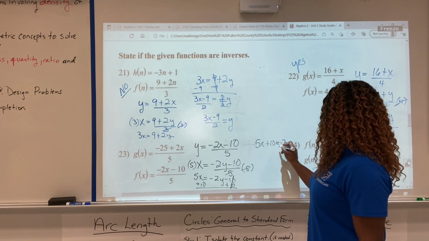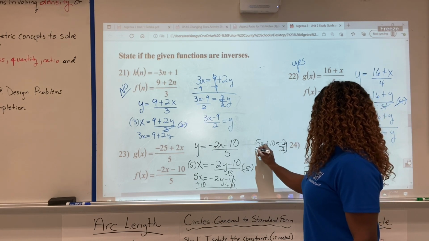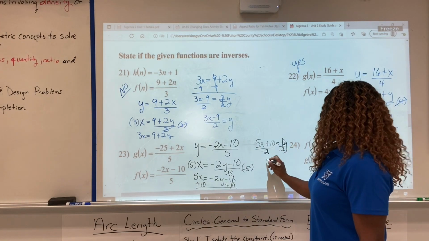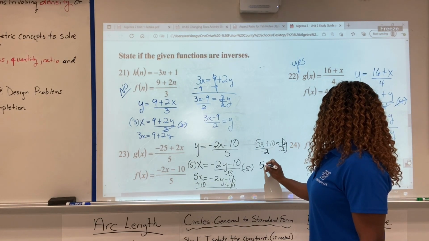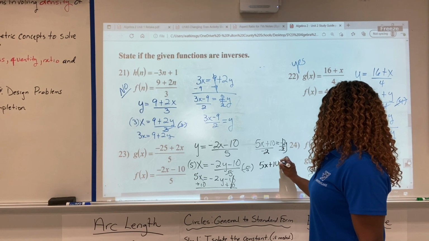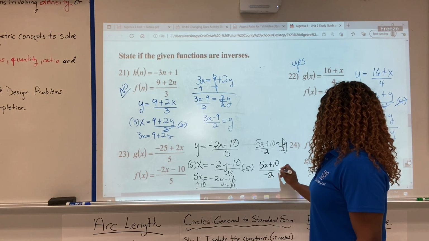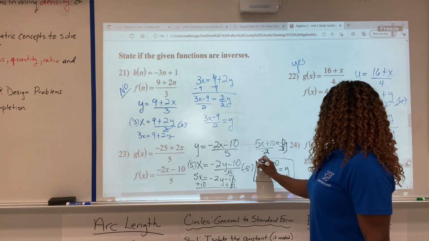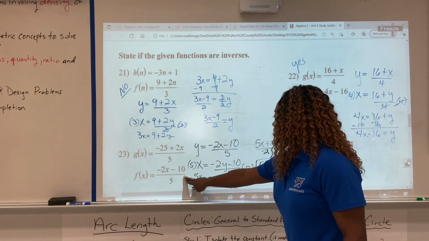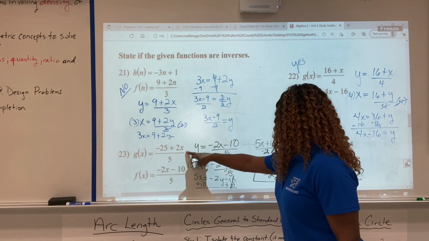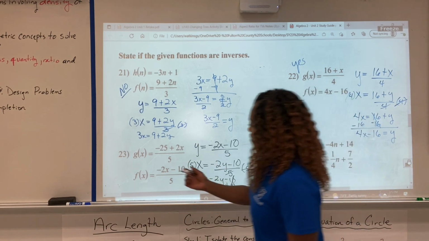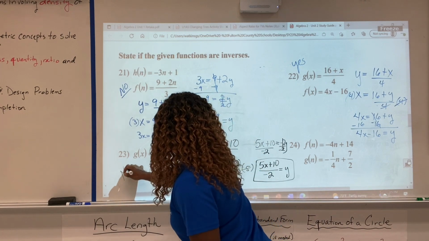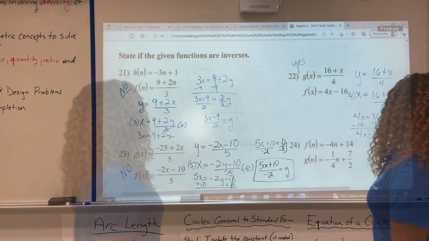So now I'm going to divide both sides by negative 2. That cancels here, and I'm left with 5x plus 10 over negative 2 for my y value. So does this match the other one? I did the inverse of this. It gave me this. They don't match, so this is a no. And let's do the last one. The last problem, number 24.